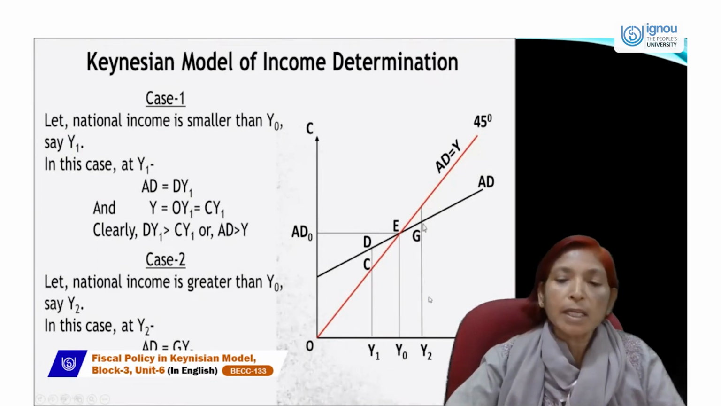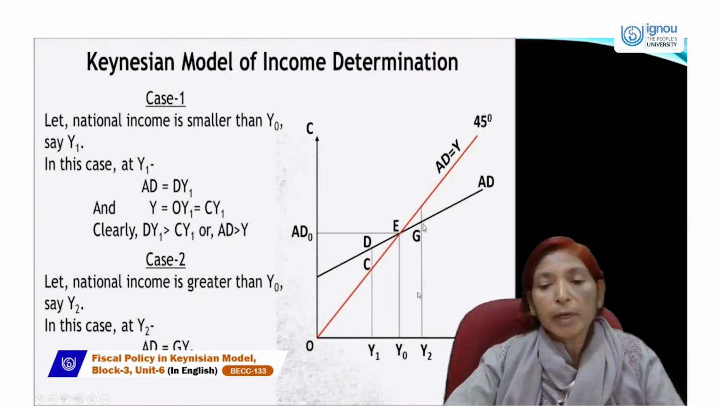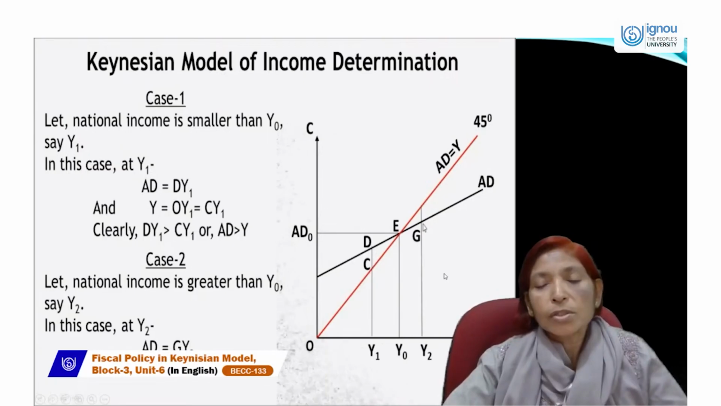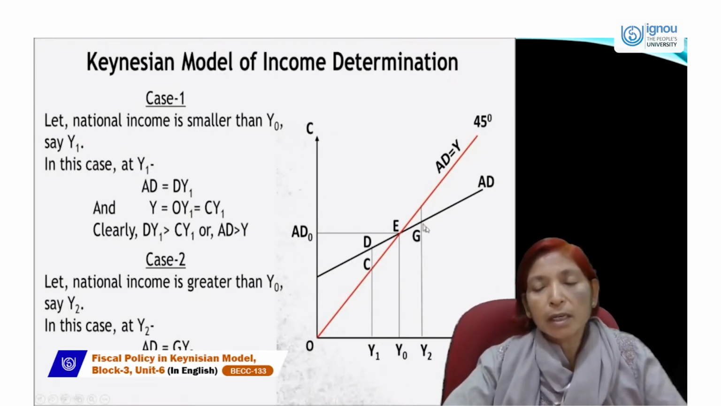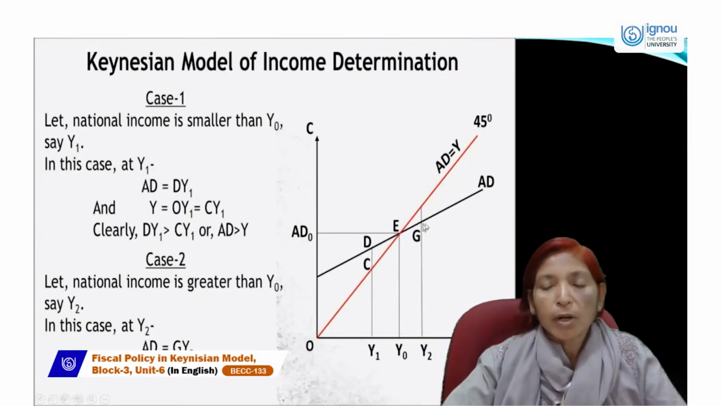And if supply is more than demand, then the producer's unsold stock will remain. In this case, producers will be discouraged from producing more, production will fall, employment will fall, income will fall, and income further falls from Y2 to Y0. Then again we will reach that equilibrium point where national income is determined.